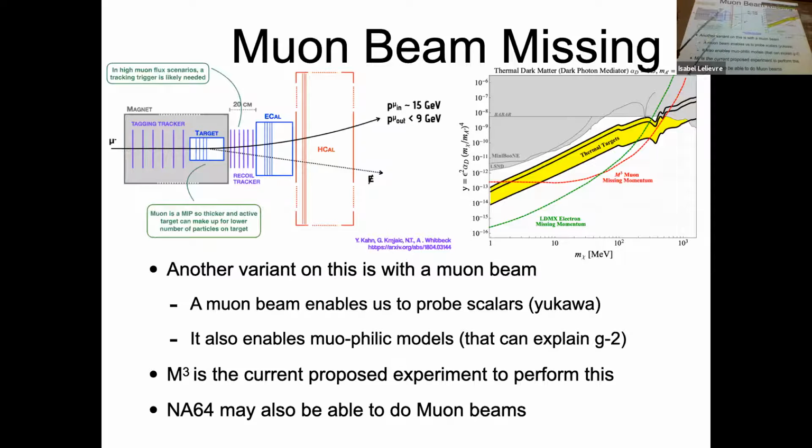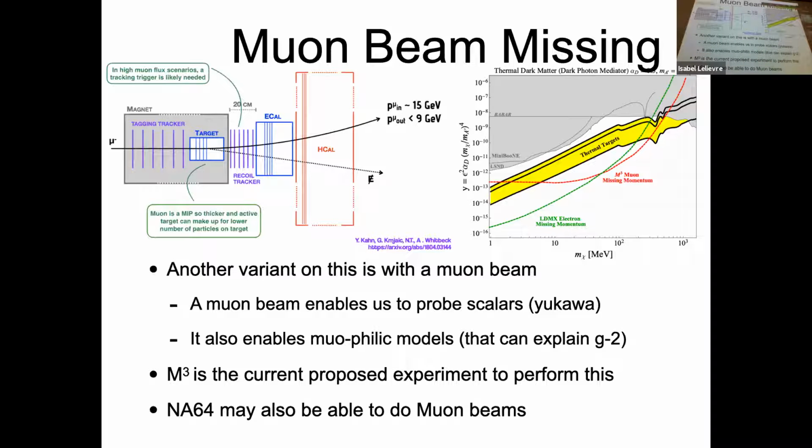If you do some projections with a muon beam, and there's potentially a muon beam at Fermilab we can talk about, you can actually get bounds. The muon beam is a bit higher energy than this electron beam, so you can get bounds that are comparable to the bounds from LDMX, but at higher masses.